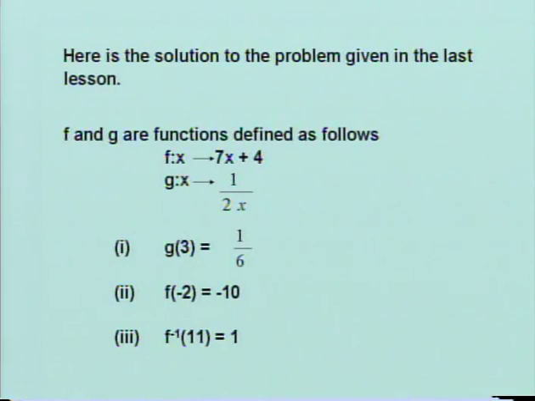Now, if we have to substitute 11 in the inverse, it would mean 11 minus 4 divided by 7. 11 minus 4 is 7. 7 divided by 7 is 1. So f inverse of 11 is 1. If you can't do the problem mentally, then you will exchange values, solve, and then substitute 11. You will end up with the same answer.